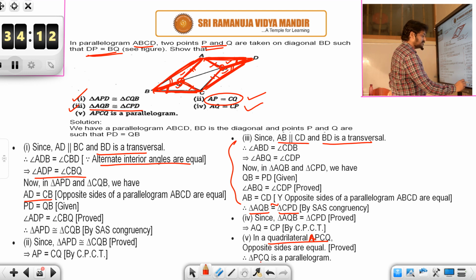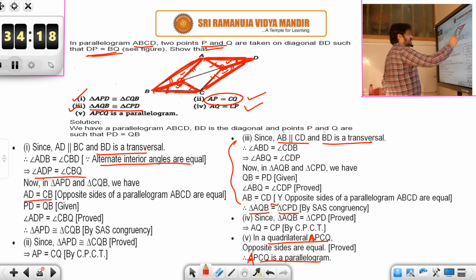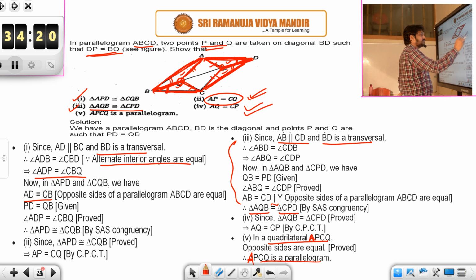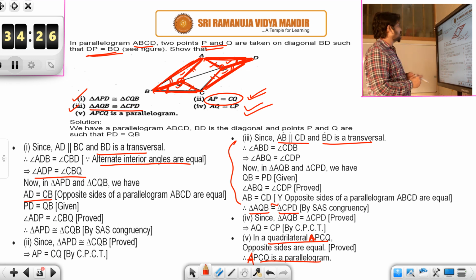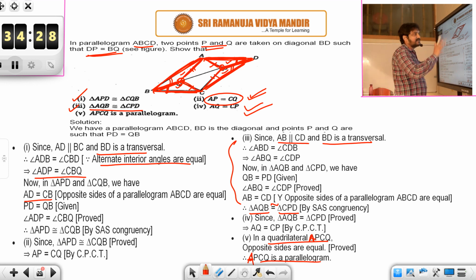So that means that APCQ is nothing but a parallelogram. APCQ is a parallelogram because AP is equal to CQ and AQ is equal to CP. So opposite pairs of sides are equal, so that quadrilateral is nothing but a parallelogram. Sure, this is very easy. It looks a bit complex but it is a very easy question.